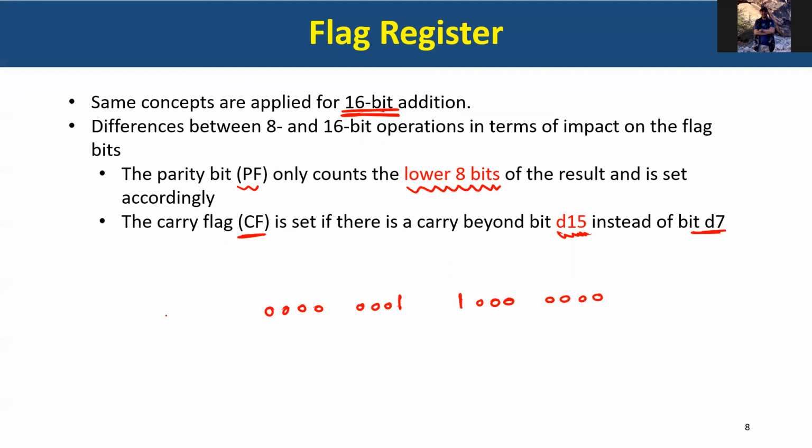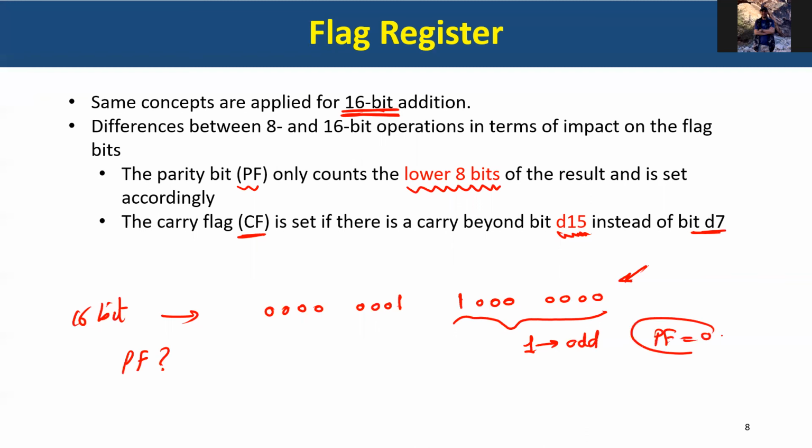This is 16-bit, right? What is the parity here? If this is the result of some kind of addition, what would be the parity flag? We look at the least significant 8 bits, which are those. If we count the number of ones here, it's 1. This is an odd number, so the parity flag here should be 0.